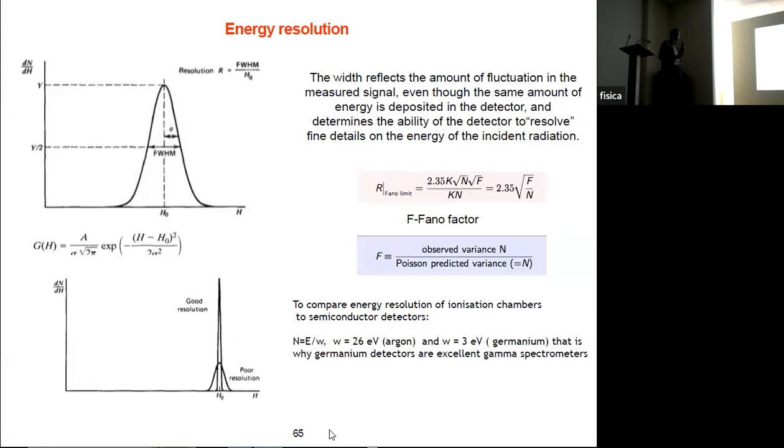Energy resolution is 2.35 sigma divided by the average value of this Gaussian distribution. And if we have good energy resolution, we have a rather sharp peak. If we have a bad or poor energy resolution, we have a peak which is wider. And I will show you later why it's so important.